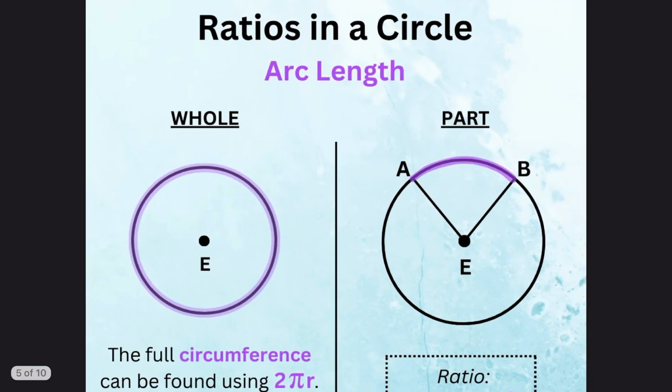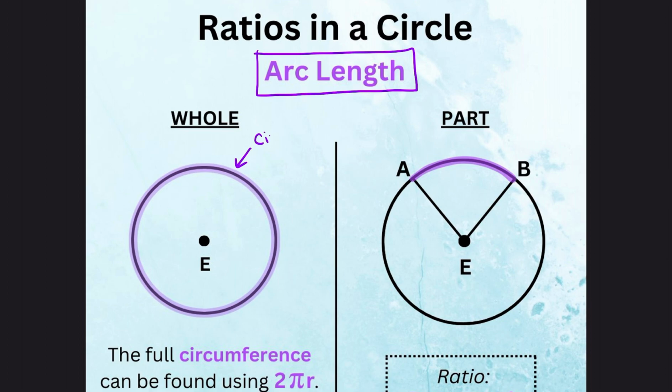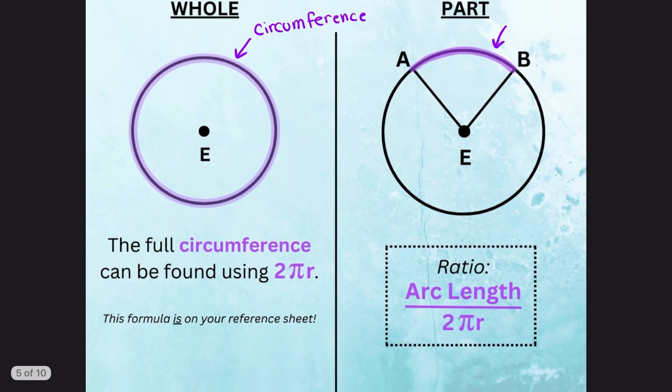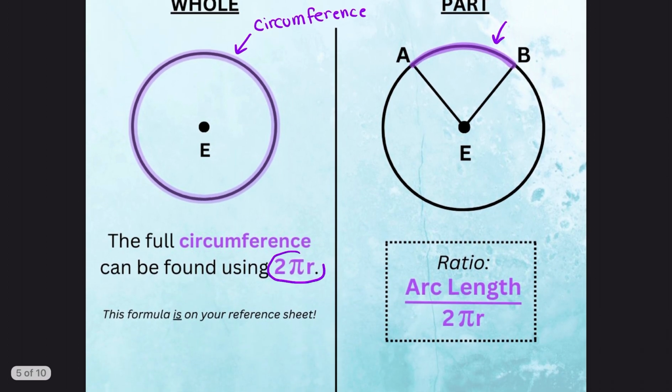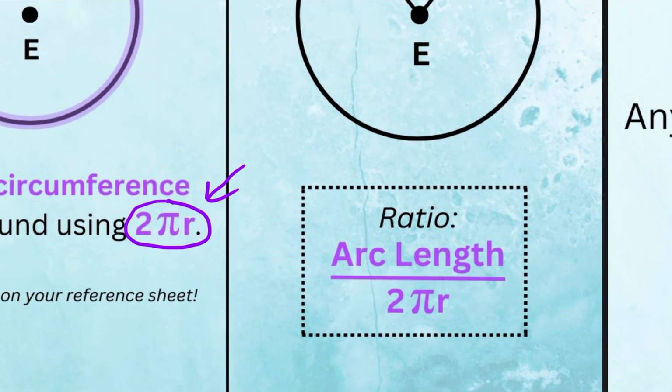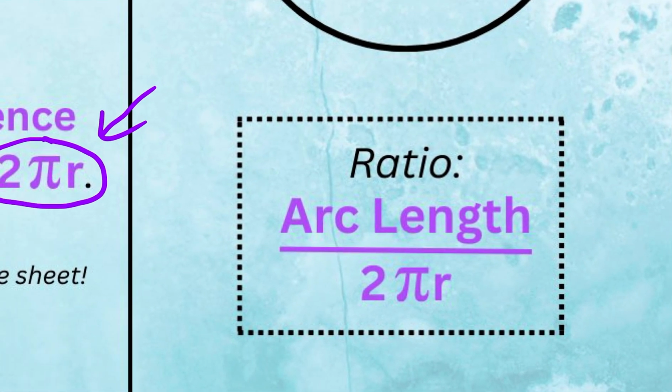Last but not least is arc length. Arc length is a phrase we use to describe a piece of the circumference. So this over here is meant to depict the whole circumference. And this piece over here on the part side is just a little snippet of that. Now circumference is 2 pi r. You'll actually notice on your reference sheet there are two formulas for that, but I always like to use 2 pi r. It's helpful to me just to choose one. And over here is just a small piece of that circumference. So we say arc length over 2 pi r.